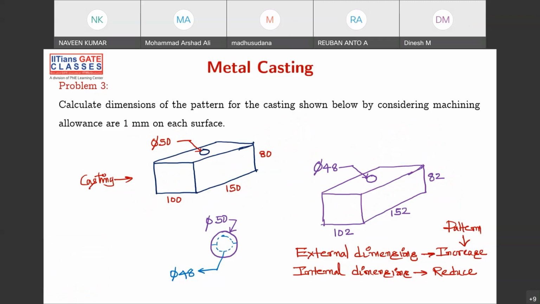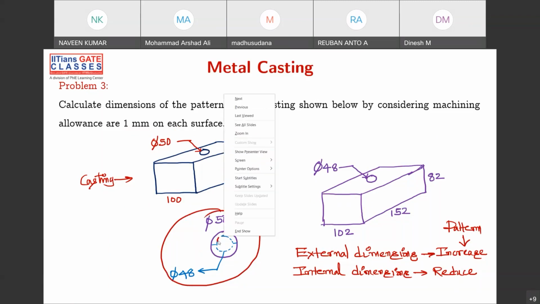Why is it 48? Because if you see here, this is the diagram, very important. If it is 50, then if you are giving pattern, this is your pattern. If you are giving 48, then you can happily drill it. Who told this?